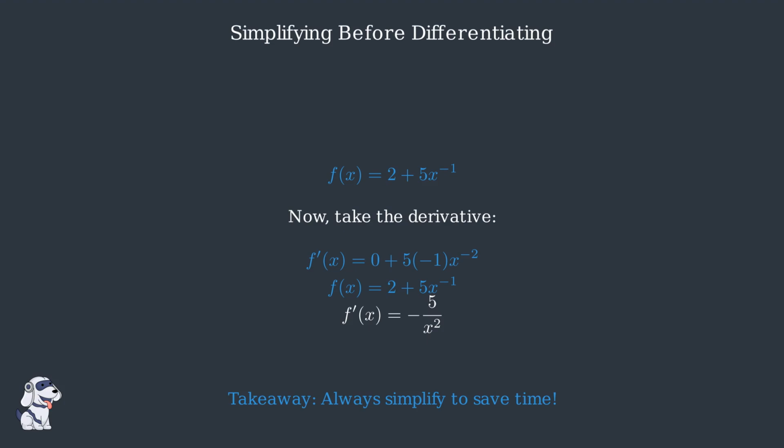Look at this function. F of x equals x squared times the sum of 2 over x squared and 5 over x cubed. You could use the product rule, but that gets messy quickly. Instead, distribute the x squared first. That simplifies the function to 2 plus 5x to the power of negative 1. Now, differentiating is easy. The derivative is just negative 5x to the power of negative 2. Always simplify before you start differentiating.